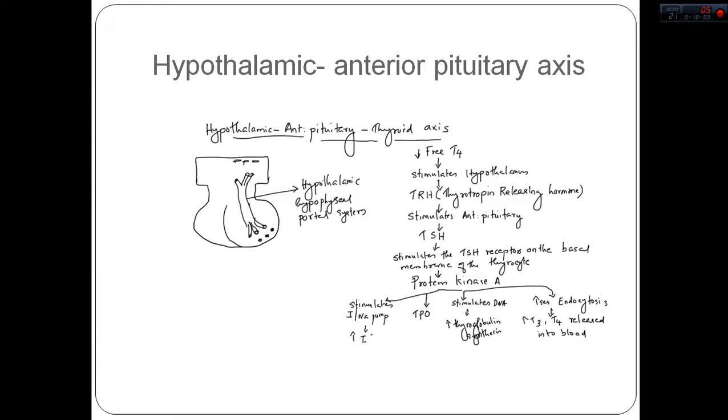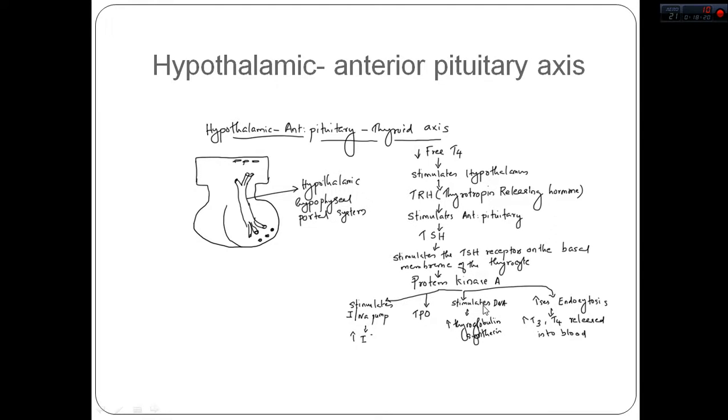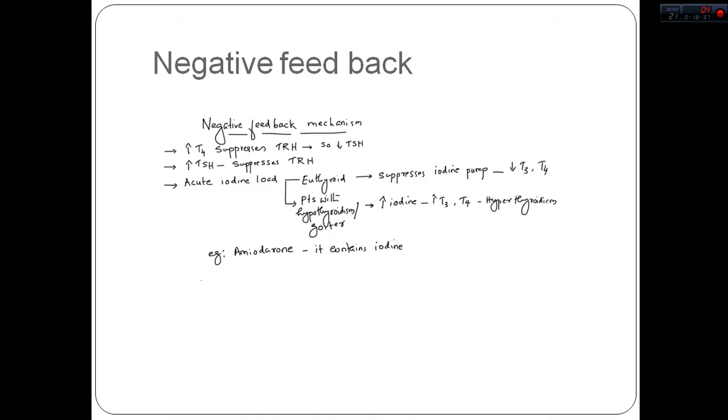which produces a cascade of chemical reactions and will produce protein kinase A. And we already saw that protein kinase A will stimulate the iodine sodium pump. It also stimulates the TPO. It stimulates the DNA. It also increases the endocytosis, which is bringing more colloid from the lumen into the thyrocytes. So this is how the hypothalamic anterior pituitary axis works.